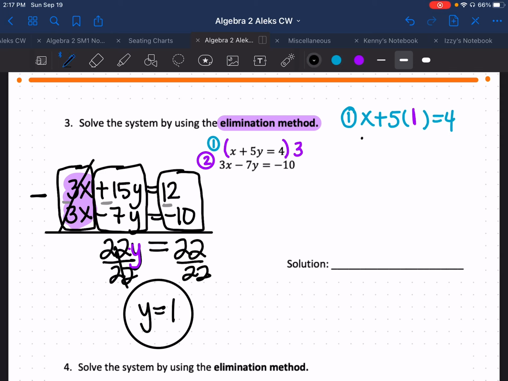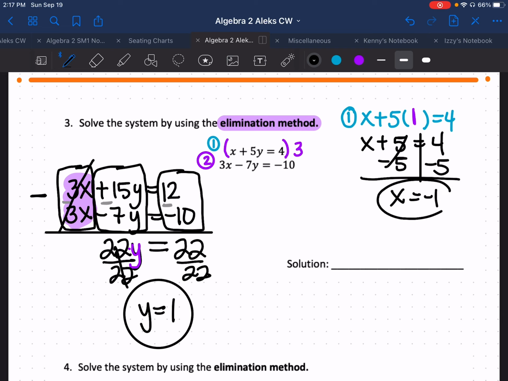So I'm going to multiply 5 times 1. That's 5 equals 4. And now I can solve this equation by simply subtracting the 5. x equals negative 1. Once again, you can write your solution as x equals negative 1, y equals positive 1, or you can write it as the ordered pair negative 1 comma 1. I will accept either one. You do not have to do both.